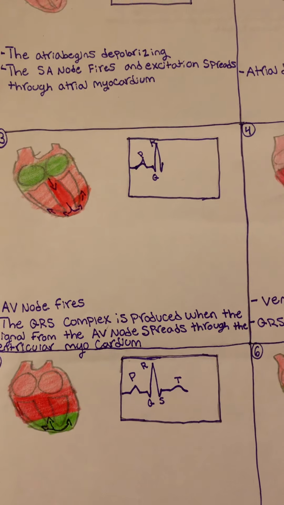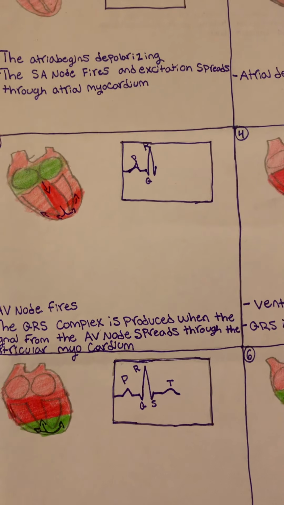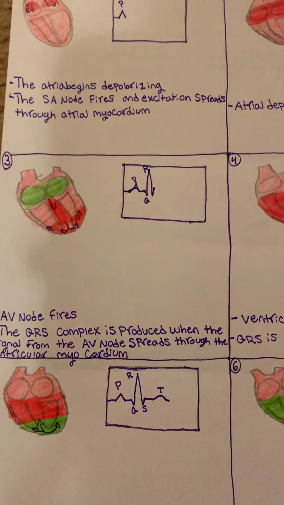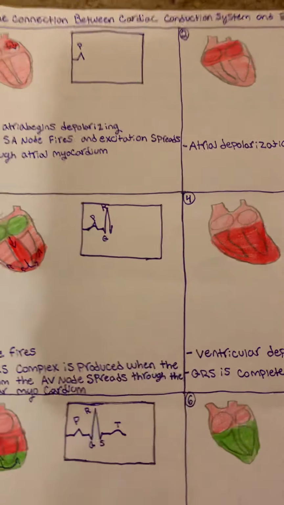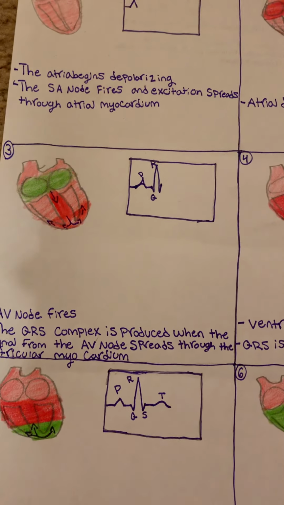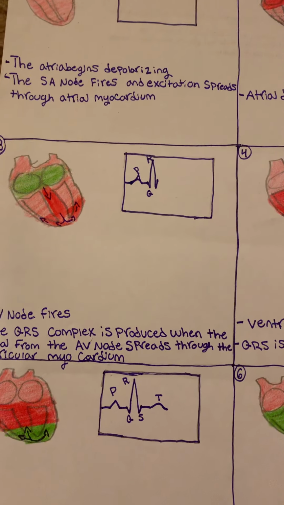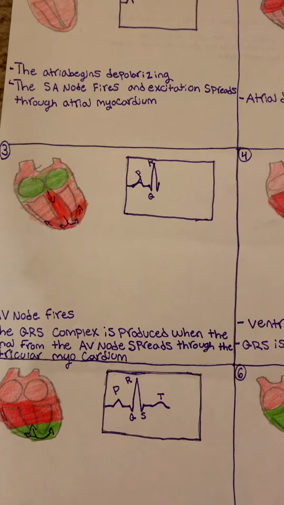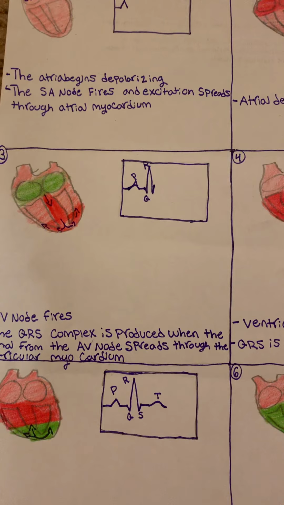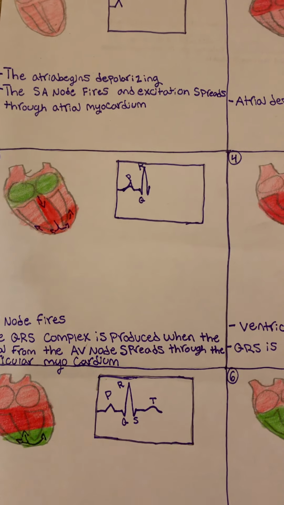And then in the third picture, it shows the AV node firing, which causes the graph to start the QRS complex. The Q starts at the bottom and the R is at the top, and in the next cycle, it'll have the S. These are produced when signals from the AV node spread through the ventricle myocardium. The Q is at the bottom and the R is at the top, or the peak.